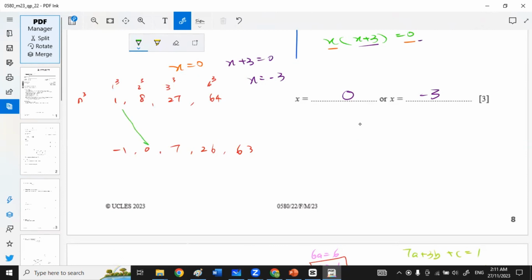1 to 0 is minus 1. 8 to 7 also minus 1. 27 to 26 minus 1. 64 to 63 is minus 1. So this is 0, so you minus 1. So you should have minus 1 in your n term.